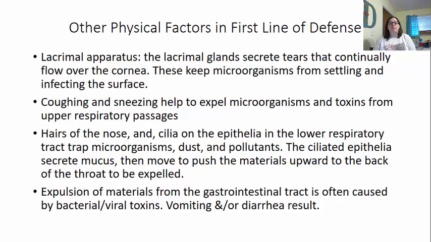of them. Expulsion of materials from the gastrointestinal tract is often caused by bacterial viral toxins. These toxins can cause the body to go through vomiting and or diarrhea. This again though is to dilute the invader and hopefully get them out, but it is something that's not necessarily very comfortable to deal with.